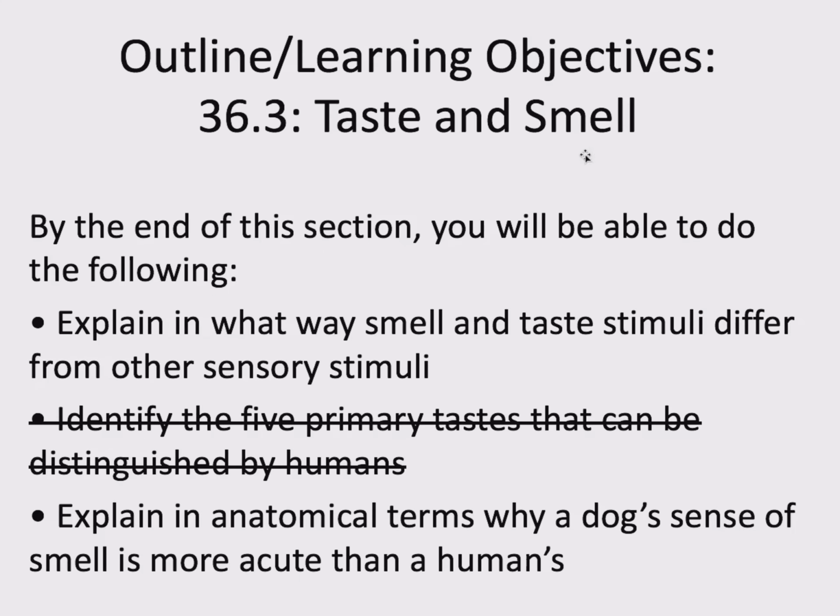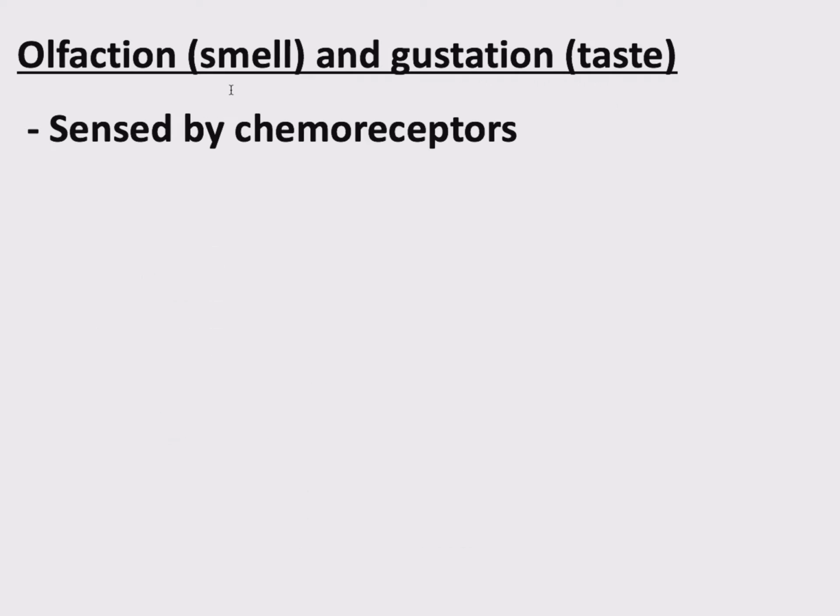Okay, so moving on to taste and smell. This is going to be quick. We can lump these two together because they're both pretty straightforward. Our sense of smell, known as olfaction, and our sense of taste, known as gustation, are both just sensed by chemoreceptors.